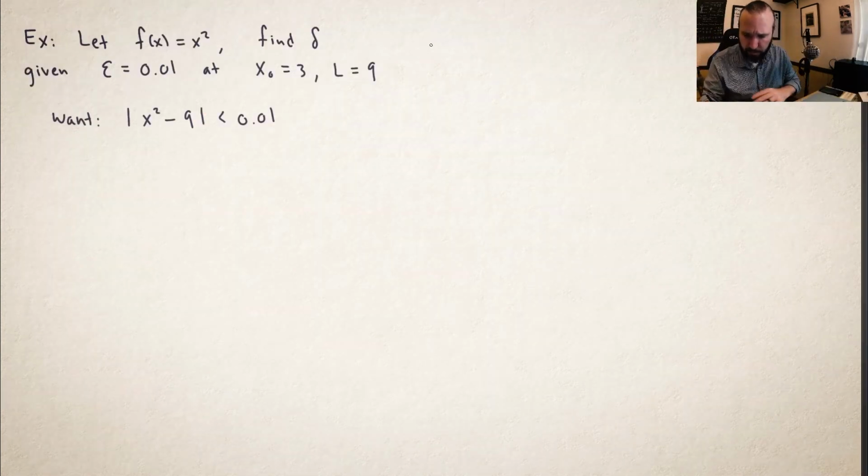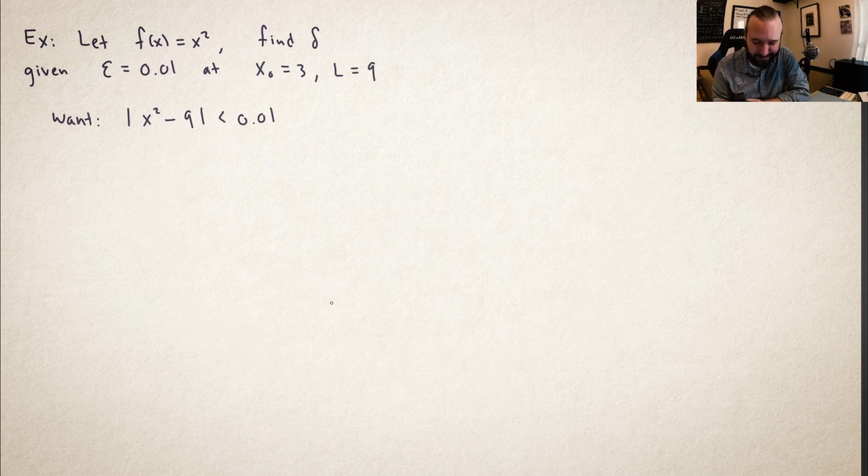Okay, so I messed this up last time I tried because I rounded in the wrong direction. So let me work this one out again and see if I can come up with a smarter delta, maybe a delta that actually works. Okay, so I've given us a function. This time it's a nonlinear function, f of x equals x squared. I give us an epsilon. It's a pretty small epsilon there, 0.01. And x is going to 3, and the limit is going to be 9.